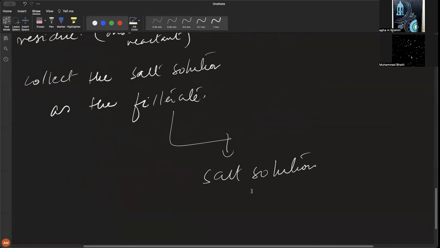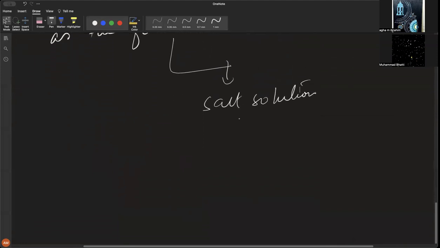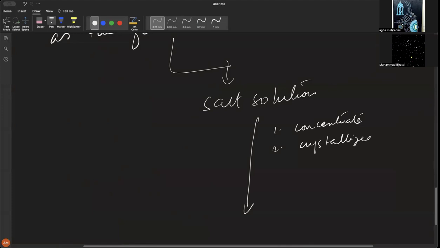This salt solution is crystallized. How is it crystallized? Number one, made into a concentrate. Number two, crystallized. Number three, filtered and dried. And you are going to have a salt crystal.